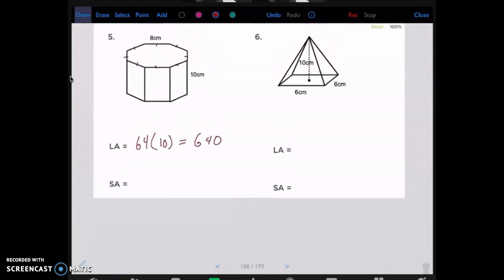Now, the tricky part, there's 2 bases. Area of the base is going to be equal to 1/2 apothem times perimeter. We know the 1/2. We don't know the apothem. We do know the perimeter. So we got to find the apothem.